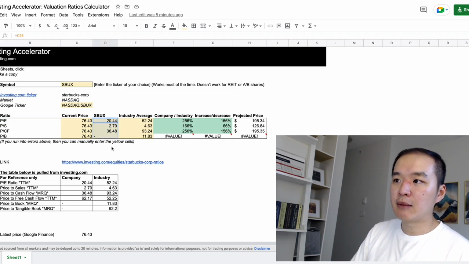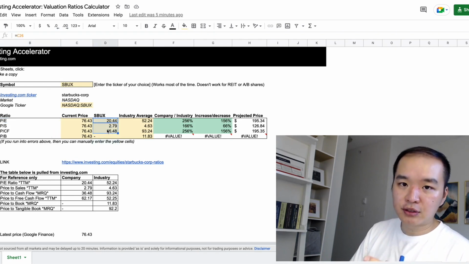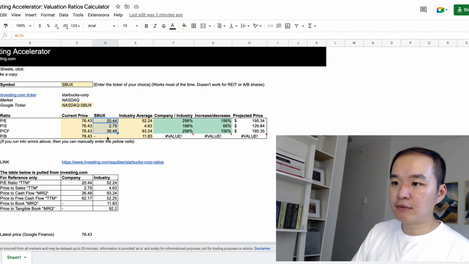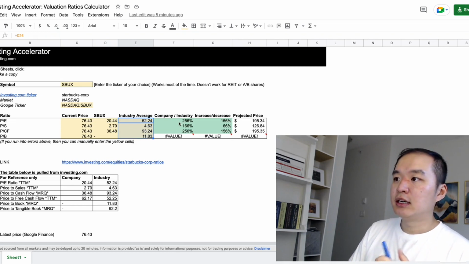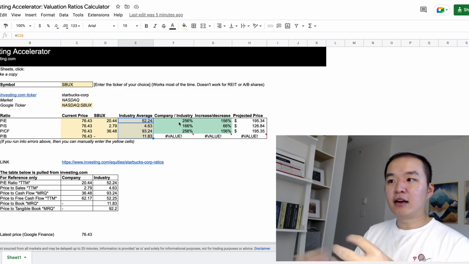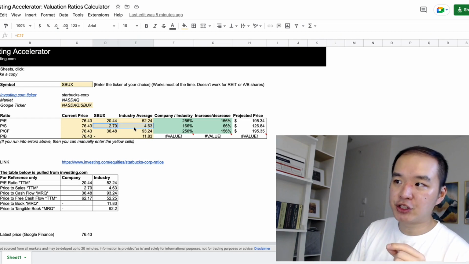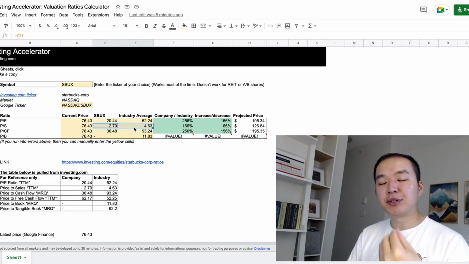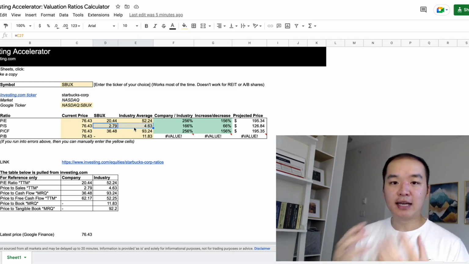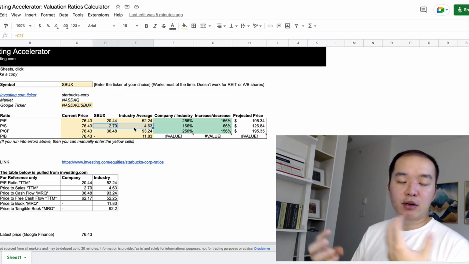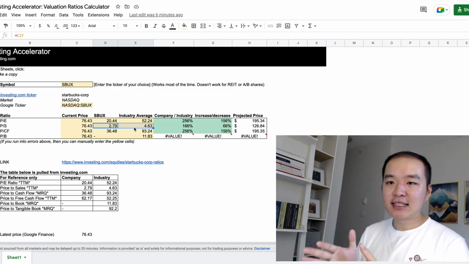So for example, for Starbucks, I only have 3 of the ratios available that I'm pulling from investing.com. So here you can see that the current price is this much, the Starbucks ratio is this much, and this is the industry average I pull from investing.com as well. So this gives you a feeling of what Starbucks stock price could be if they're at the industry ratio. And this also helps you calculate what is the potential price or the valuation of what Starbucks would be worth if it is at the industry level.